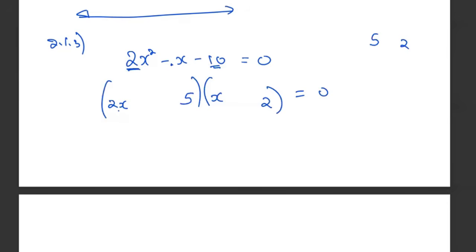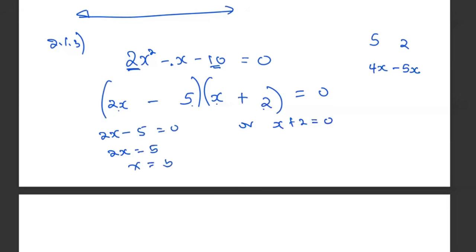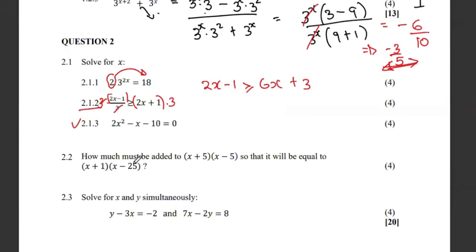So that I know that 2x and 2 gives me a 4x. 5 and this gives me a 5x, but I want a negative there. So we will say negative and a positive. If that is the case, meaning the first bracket is equal to 0, or x plus 2 is equal to 0. In this case, I'll move the 5 that side, and then I'll get my x as 5 over 2. Or I'll move the 2 that side, meaning that x becomes negative 2. So that is how that would have been worked out for 4 marks.